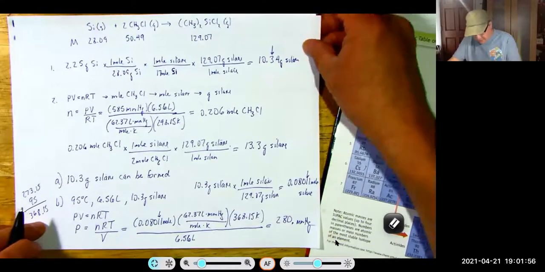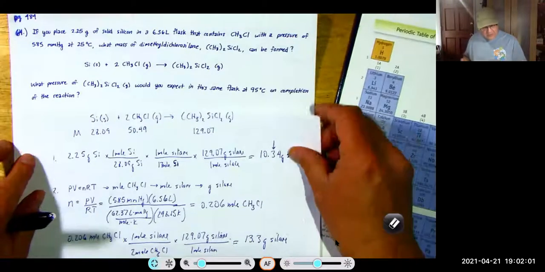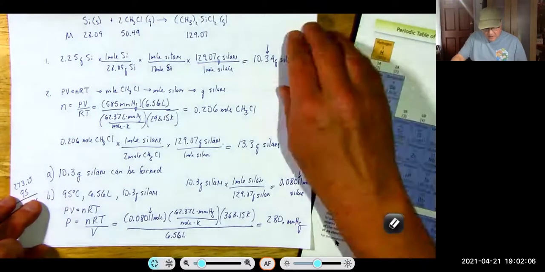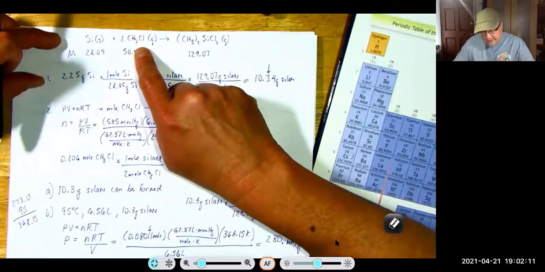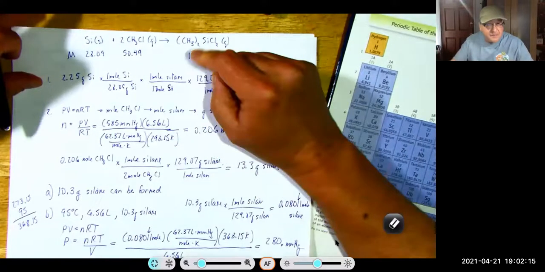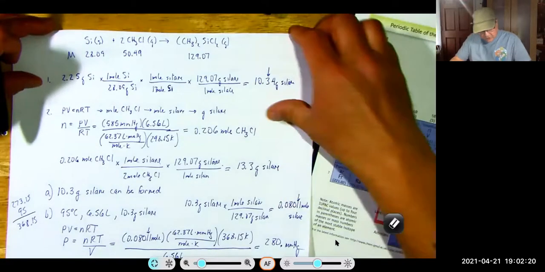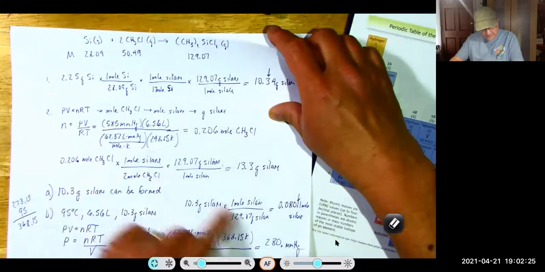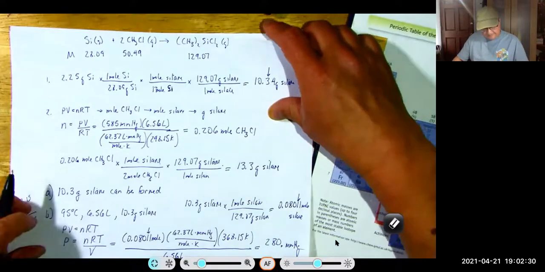Okay, so you can see that the pressure went down from what we originally had, even though the temperature was higher. So why did the pressure go down? The answer is really simple. For every 2 molecules of CH3Cl, we only ended up with 1 molecule of gas here. When you have half as many gas molecules, you're going to halve the pressure. So the original pressure was 585. Half of that would be around 300. Okay, so that's why the pressure decreased.